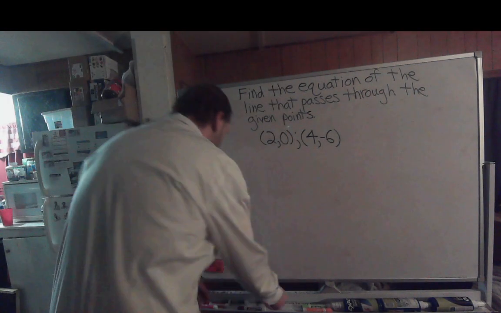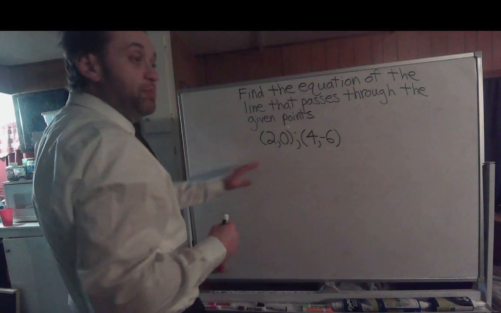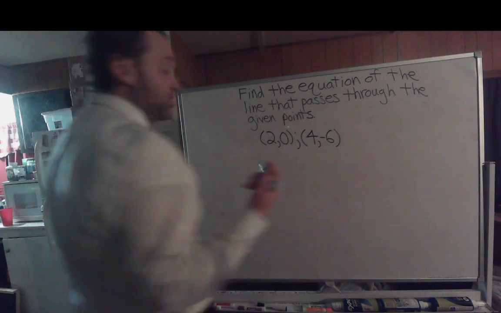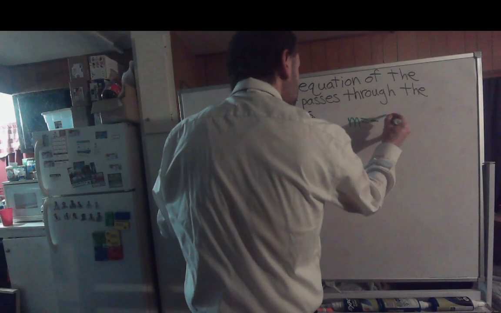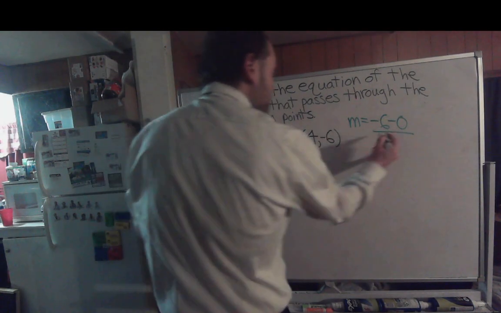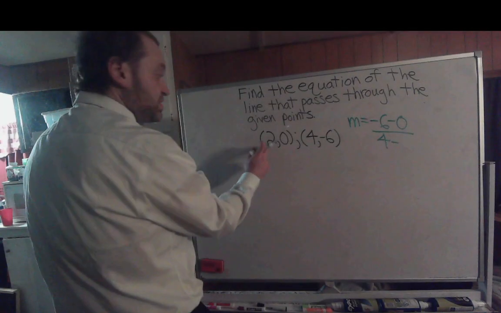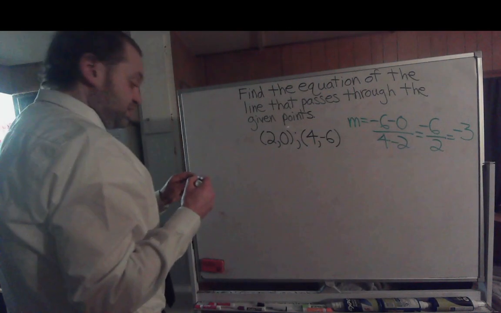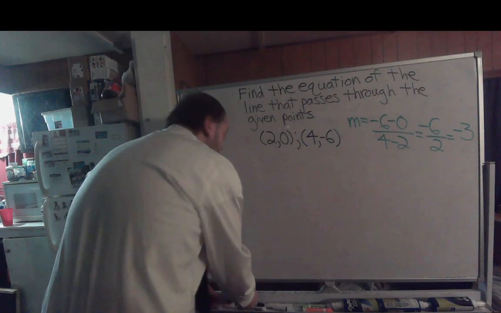Okay, so this time we want to find the equation of the line that passes through the points 2, 0 and 4, negative 6. So find your slope first. That's going to equal your second y coordinate of negative 6 minus your first y coordinate of 0, divided by your second x coordinate of 4 minus your first x coordinate of 2. That would give you negative 6 divided by 2, which would give you a slope of negative 3. So the slope of the line is negative 3.